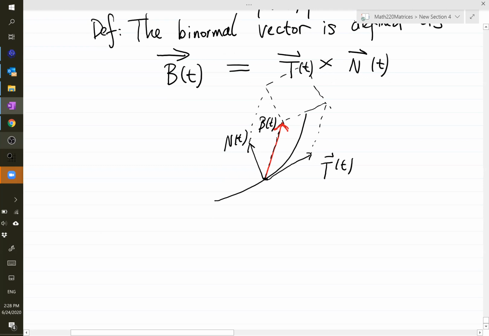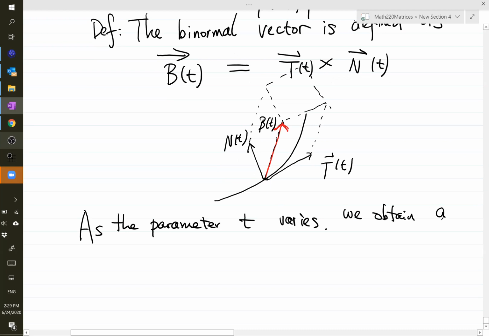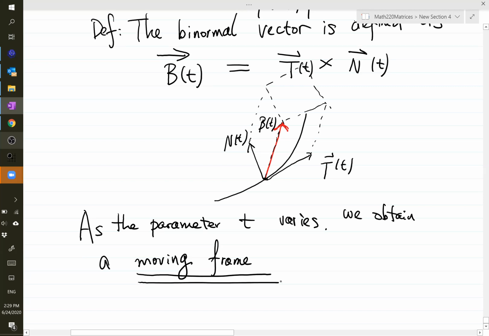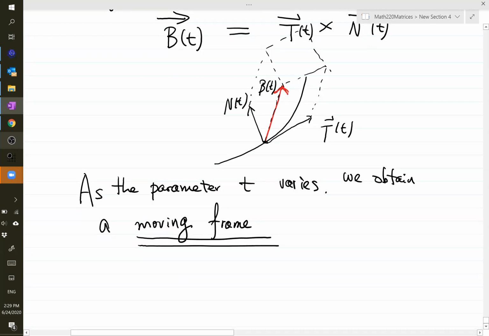So let me make a remark. As the parameter t varies, we obtain a moving frame. This is essentially the fundamental theorem of calculus applying here. The fundamental theorem of calculus poses problems: given a function, how to find its derivative, and given a function, how to find its antiderivative. Similar things happen here. If I give you a moving frame, how do you tell me the curve? And if I give you a curve, how do you determine its moving frame? This is actually an important tool in differential geometry.